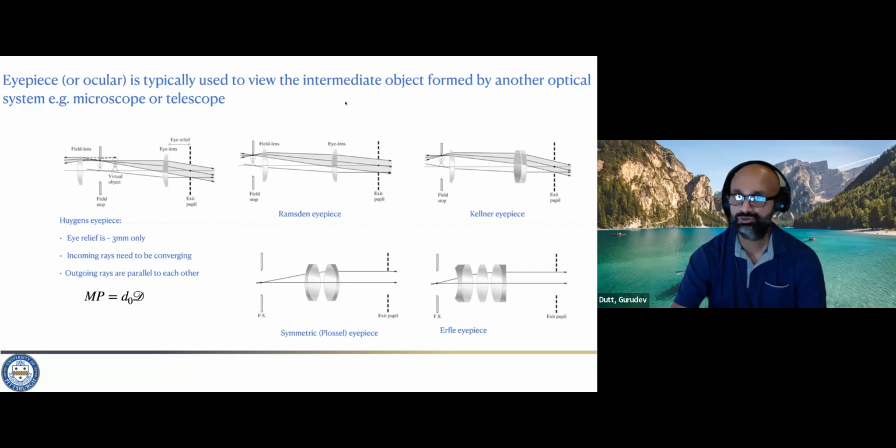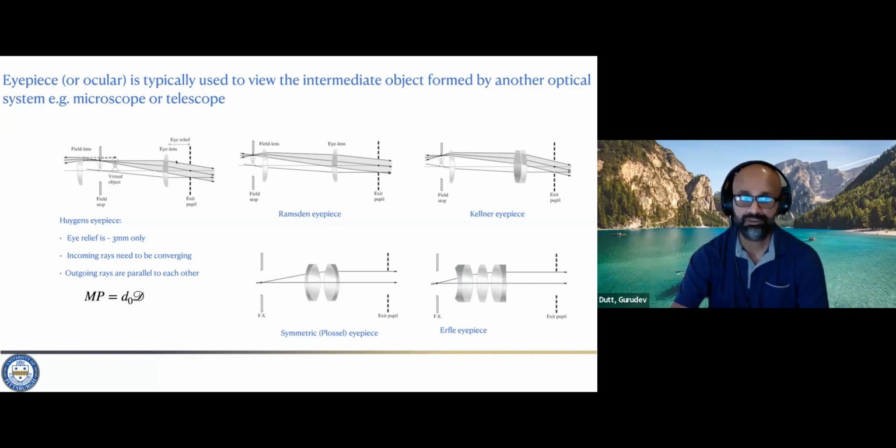Eyepieces or oculars are used to view some intermediate object that's formed by another optical system, such as a microscope or telescope. So here's an eyepiece. This is the first eyepiece that was invented. It's called the Huygens eyepiece. In the Huygens eyepiece, what is happening is that it takes rays that were forming a virtual object over here, which was being formed by some objective lens over here, and then creates a real image in this region. And this first lens basically creates that real image, which then serves as the object for the second lens, the eye lens.